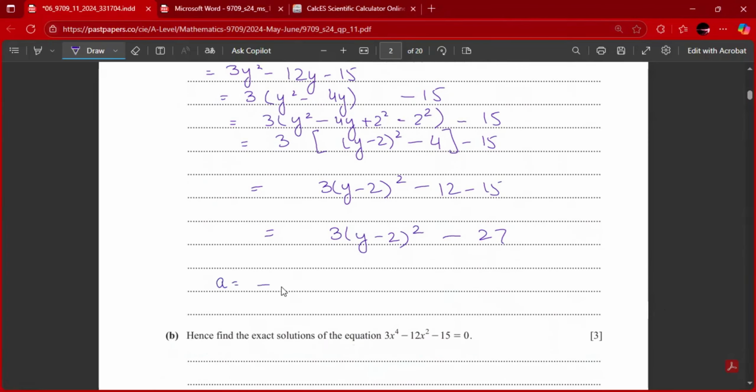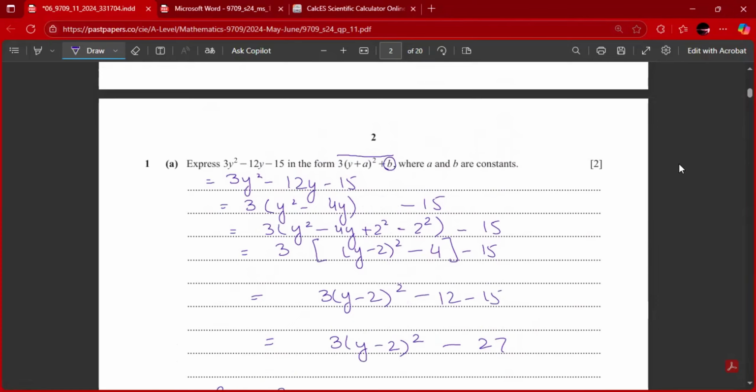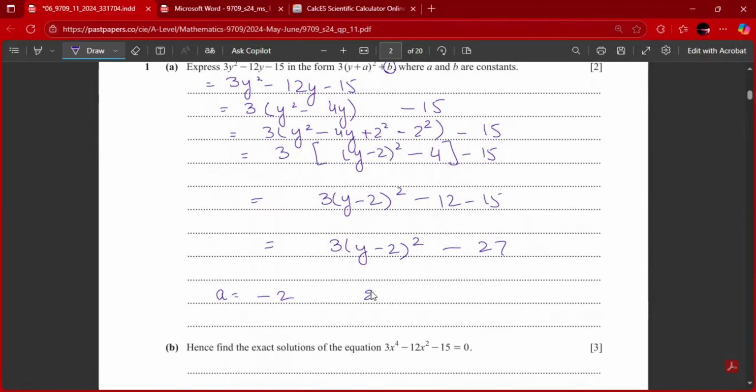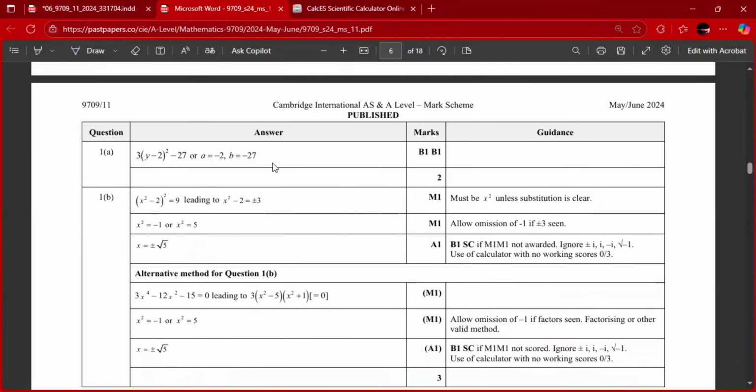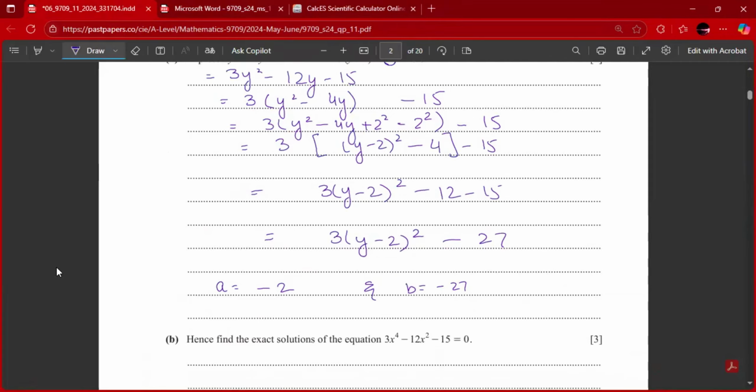A is equal to minus 2, with the minus sign given, and B is equal to minus 27. Let's check our answer in real time. A is minus 2 and B is minus 27. And yes, we get 2 marks.